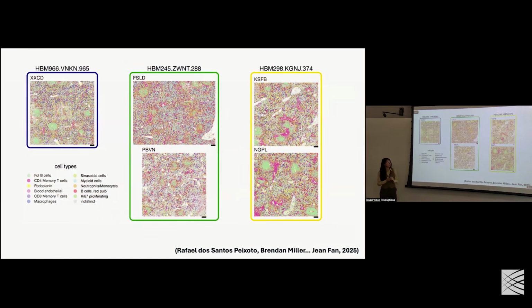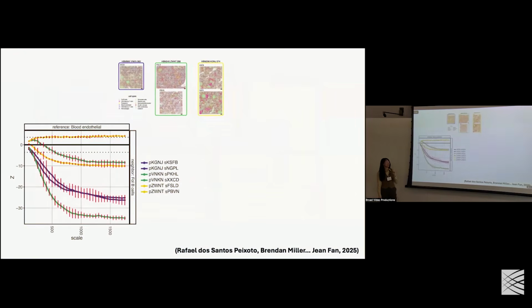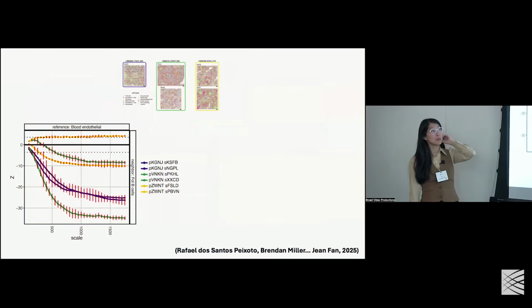But also, because we have so many different samples from different patients, we can begin comparing the trends. So for example, we can specifically look at pairwise cell type relationships that are very different across our samples.